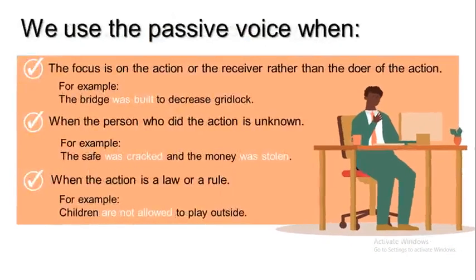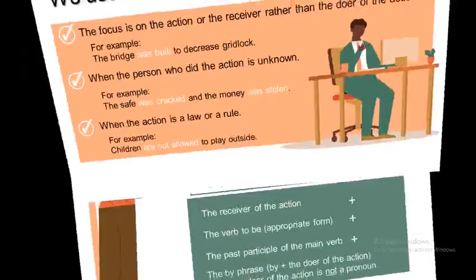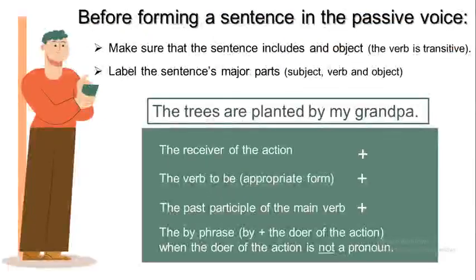We've taken the uses of the passive voice, which are when the focus is on the action or the receiver of the action rather than the doer of the action, when the person who did the action is unknown, and when the action is a law or a rule. And as well, we took the general form of the passive voice, which is the receiver of the action plus the verb to be in its appropriate form plus the past participle of the main verb, and we ended with the by phrase.